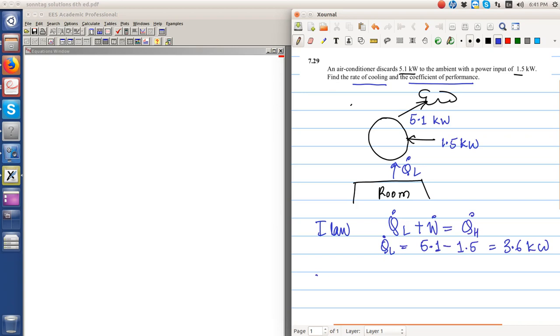Similarly, the coefficient of performance is equal to Q dot L divided by W dot, which is equal to 3.6 divided by 1.5, which is equal to 2.4. So this was a very straightforward problem. No issues in this one.